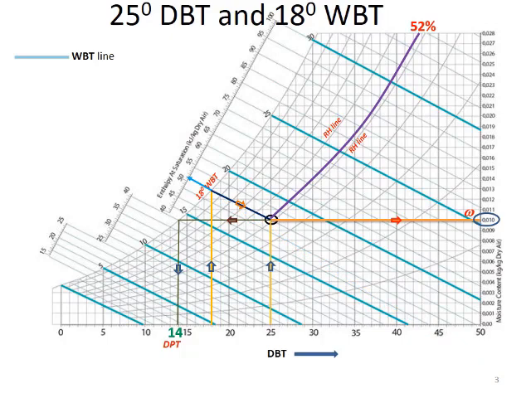There is one more, that is enthalpy. You have to extend the WBT line, and it intersects the enthalpy scale at 52. So 52 is the enthalpy at that point. Okay.